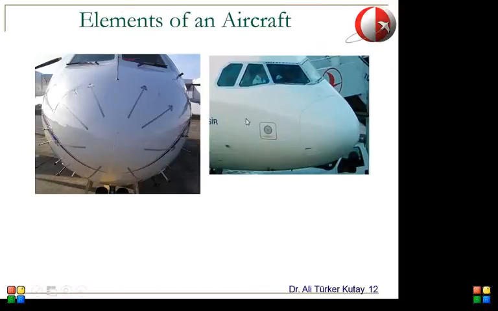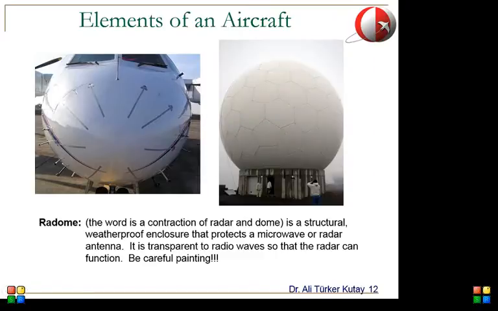There are a few more elements here, but these are not really critical for our purposes, so I will just quickly pass these. This is called the radome, the nose part. The word radome comes from the combination of two words, radar and dome. Most aircraft have a radar at the nose, and it's covered with this shape, which is called radome.